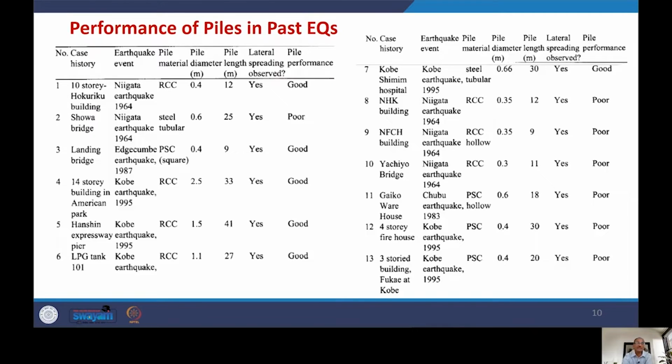Here, the performance of piles in past earthquakes has been given, and all these 13 earthquakes are taken from Japan. Out of that, 6 are from the Kobe earthquake, and 5 reports are from the Niigata earthquake. The Niigata earthquake is the 1964 earthquake, and it is very famous for liquefaction. You may be aware that in 1964 there were 2 earthquakes worldwide. One was in Niigata, which occurred in March, and then another was in Alaska.